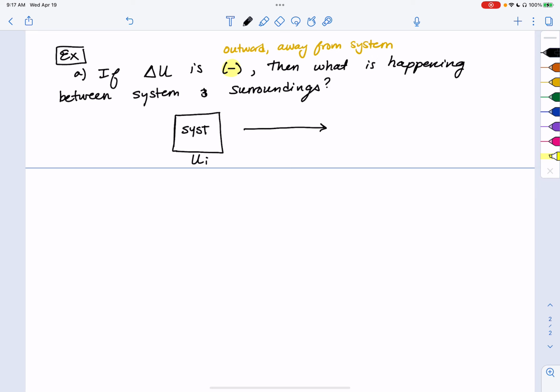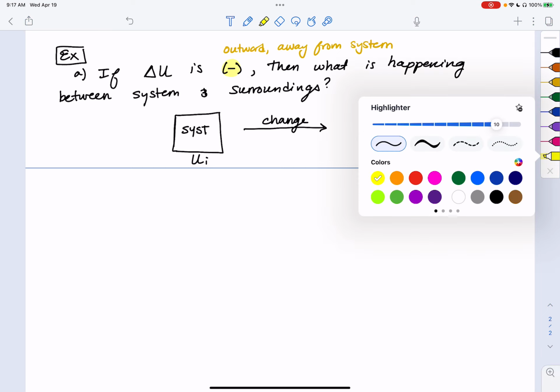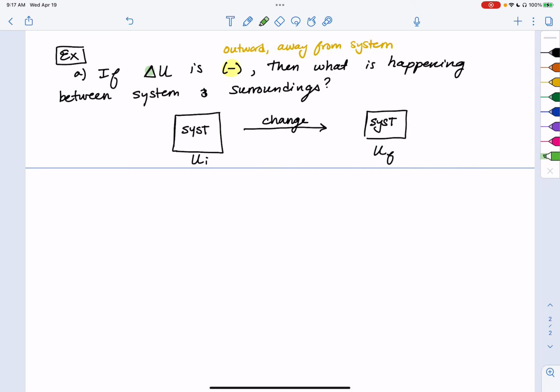And then let's suppose that there's some kind of change and we have our system now at some new final potential energy. So let's look at what kind of change, delta, could result in our total internal energy of our system having this negative sign, and then talk about what that means.